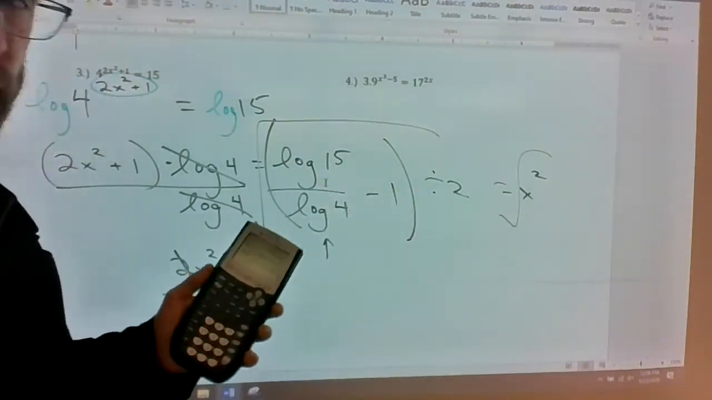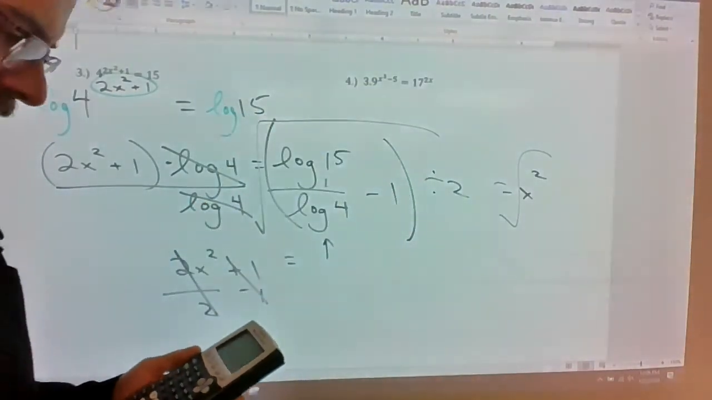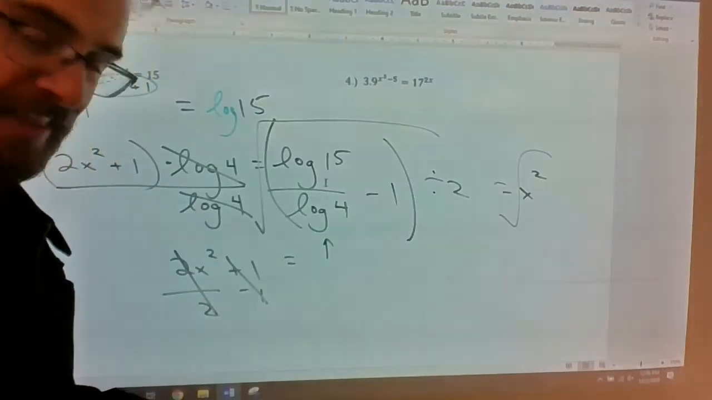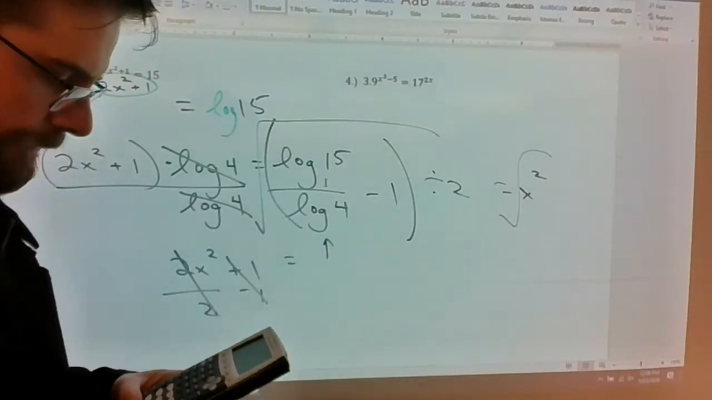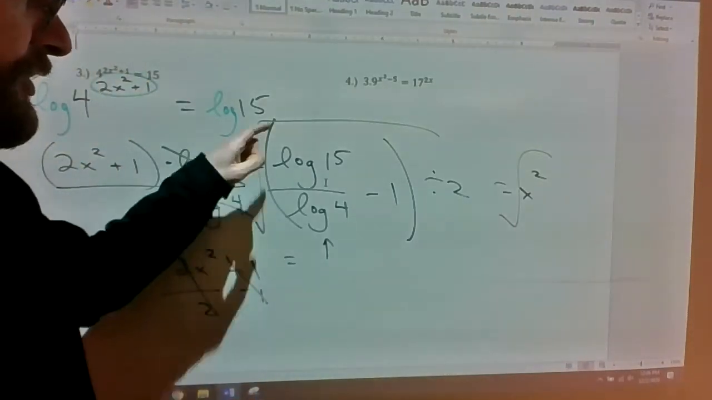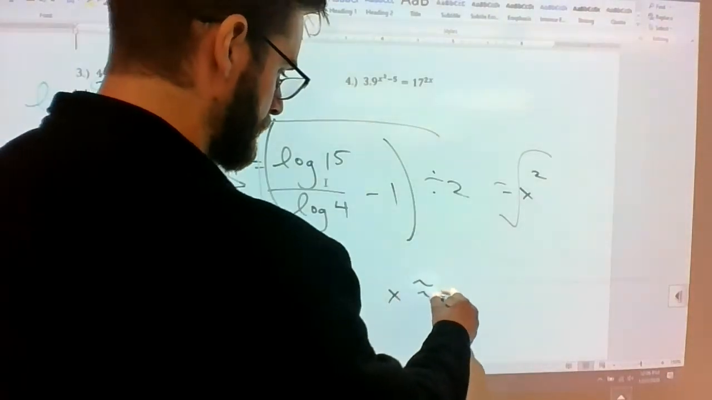Before square rooting, you should get 0.4767. I'm just going to take that to the half power because that's the same as square rooting it. And that gives me 0.690. Now, because of the square root, you have to honor the plus or minus.